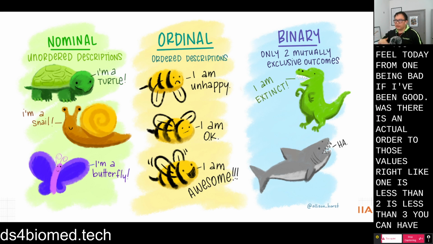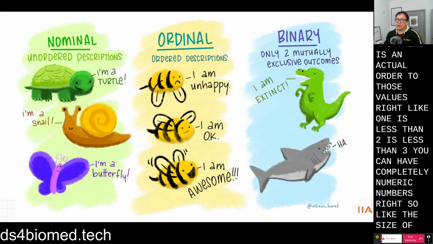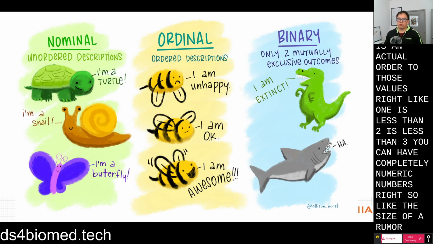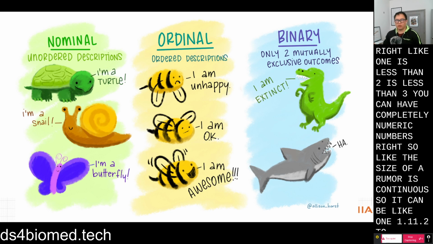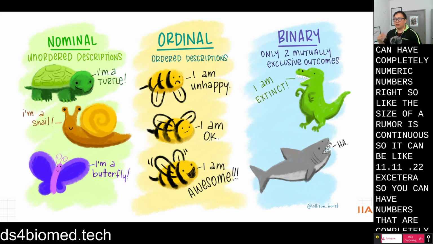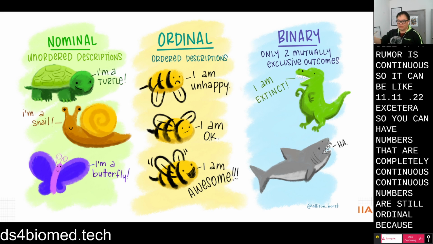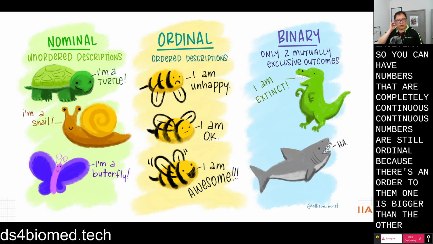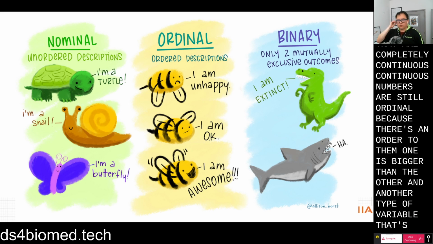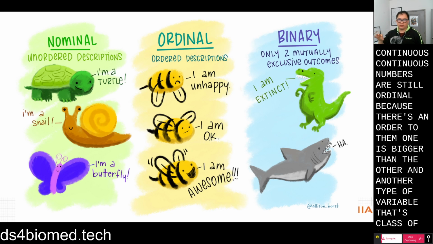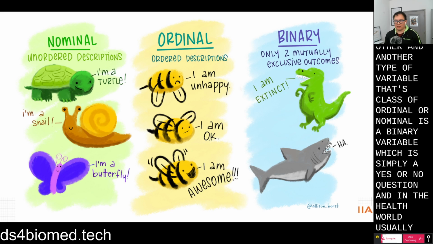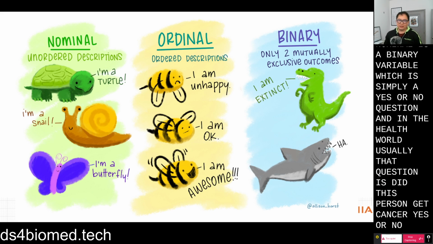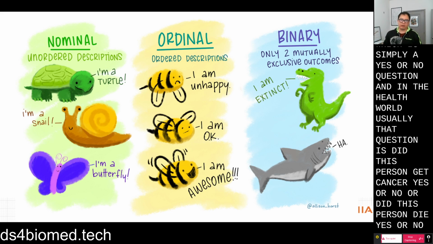You can have completely numeric numbers, right? So like the size of a tumor is continuous. So it can be like 1, 1.1, 1.2, 2, etc. So you can have numbers that are completely continuous. Continuous numbers are still ordinal because there's an order to them. One is bigger than the other. And another type of variable that's really a subclass of ordinal or nominal is a binary variable, which is simply a yes or no question. And in the health world, usually that question is, did this person get cancer, yes or no? Or did this person die, yes or no? So that is a binary variable.